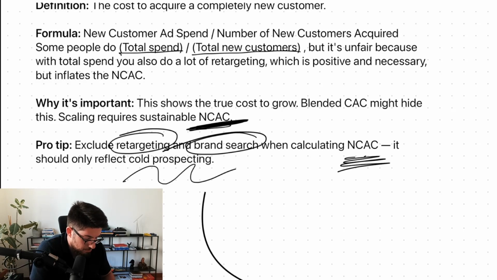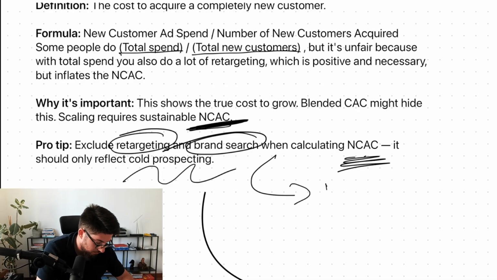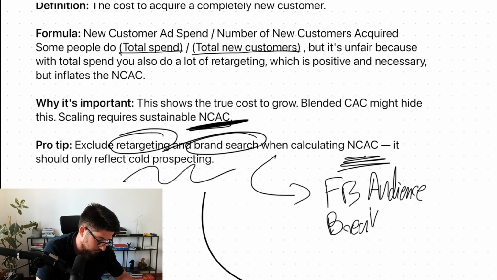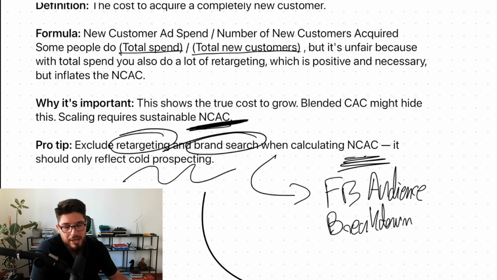Only cold prospecting. So this, with Facebook audience breakdown, you should be able to do this. Otherwise, you can have prospecting campaigns and retargeting campaigns as it used to be in the past. Nowadays, they are a little bit mixed, so it's not as easy to calculate.